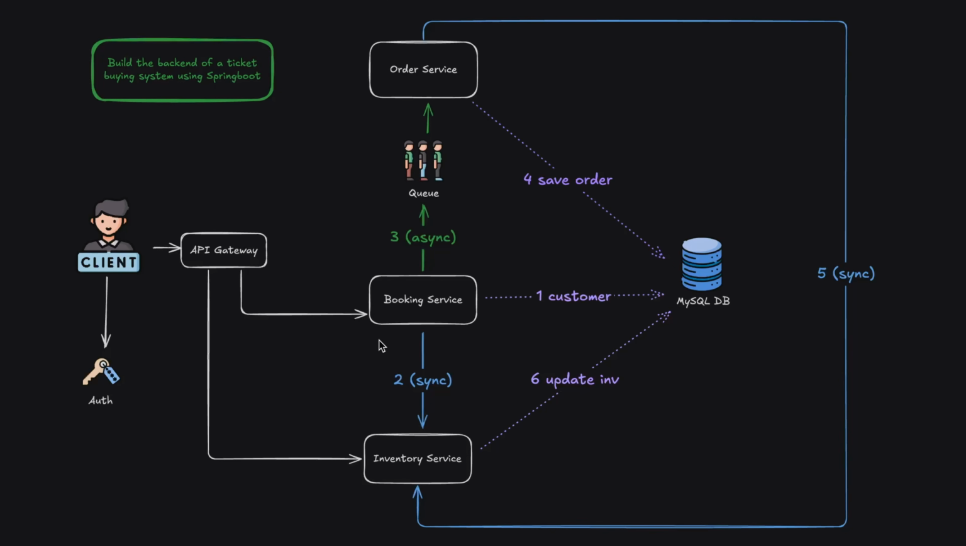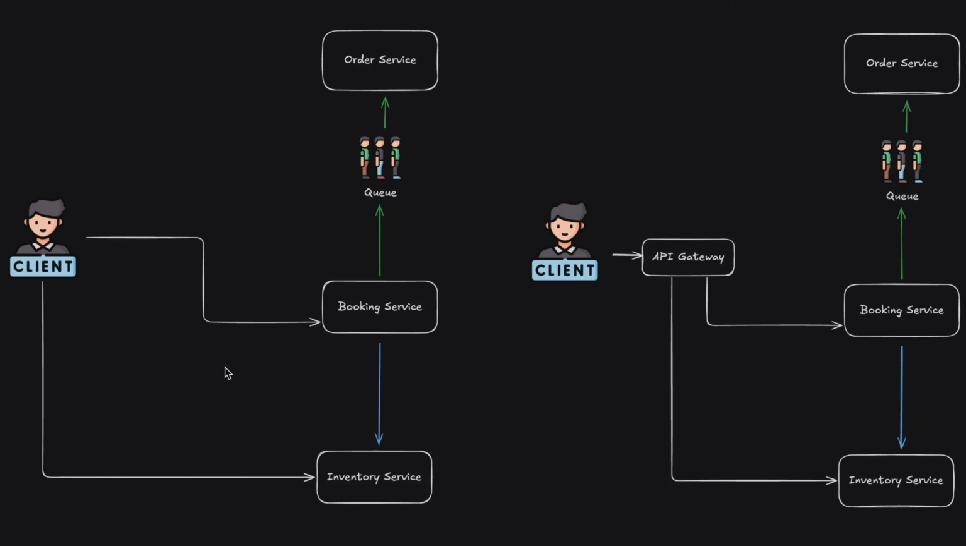In this diagram, you can see that we have an API gateway, but you might have noticed that using Postman, we're calling directly booking service and inventory service. And that's because we still need to build this API gateway. So let's see how that's going to work. On the left, we have the current way we are using booking service and inventory service. We are using Postman to directly call these two services. What we want to achieve is this one on the right.